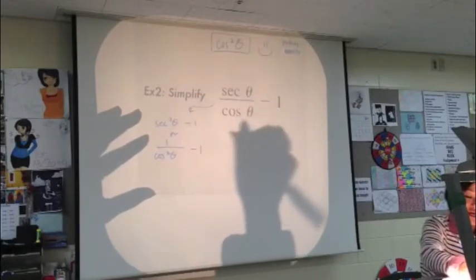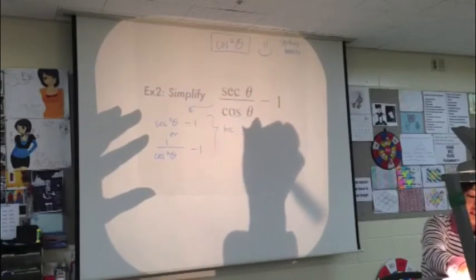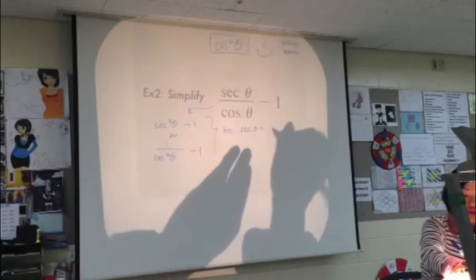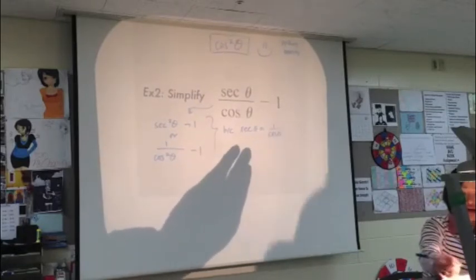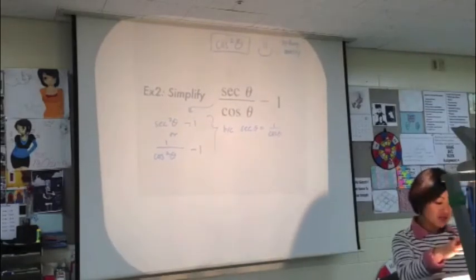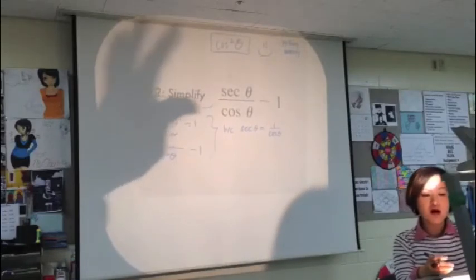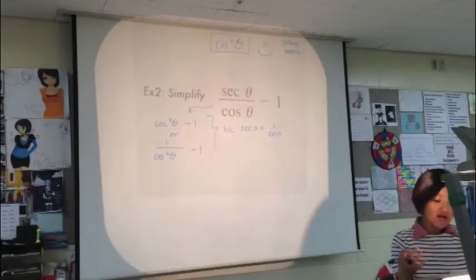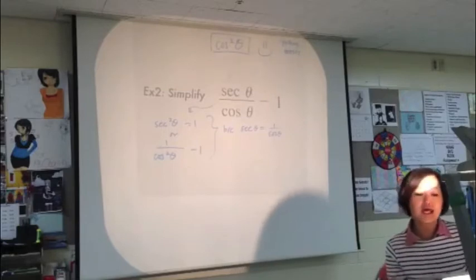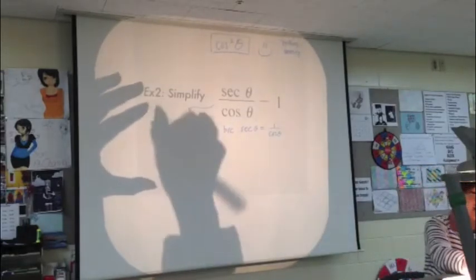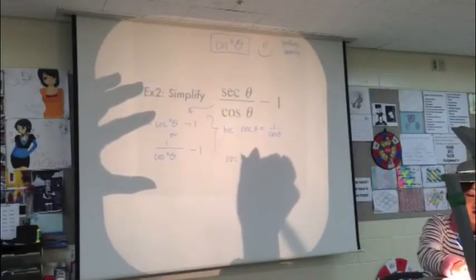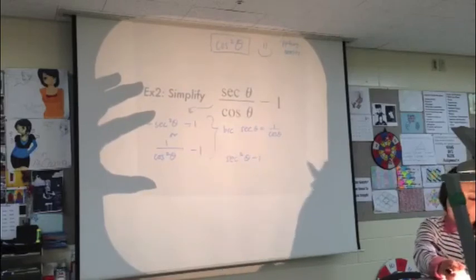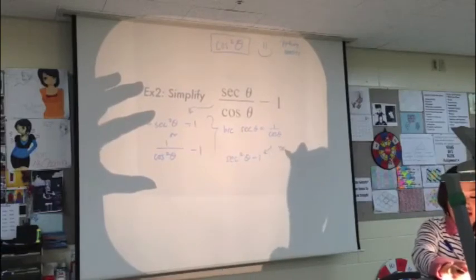Because secant theta is equal to 1 over cosine theta, okay? Now, you look at this scenario and you're like, well, which one actually has some sort of trig identity that I can actually use? And you notice, ding, ding, ding, secant squared theta minus 1 is actually from a trig identity.